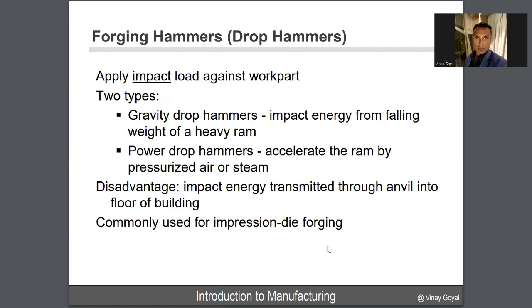Forging hammers, or drop hammers, apply an impact load against the work part. There are two types: gravity drop hammers, which have high impact energy from a falling weight, and power drop hammers, which accelerate the ram by pressurizing air or steam.